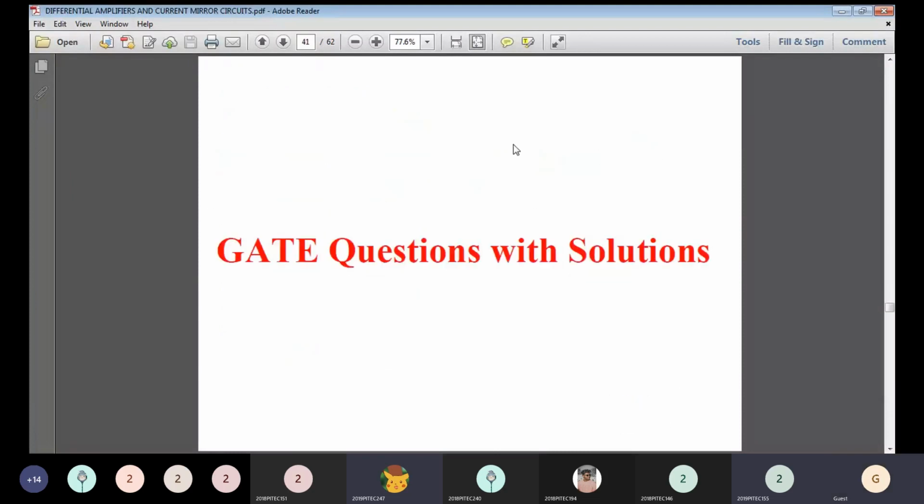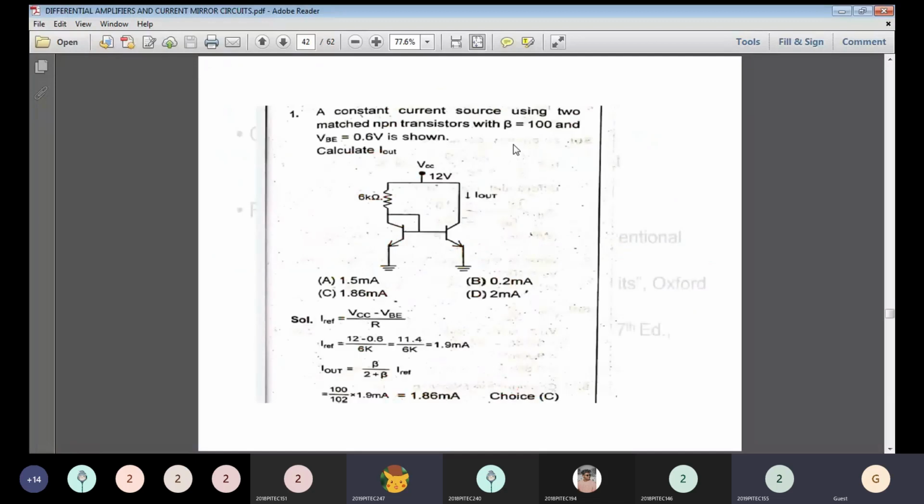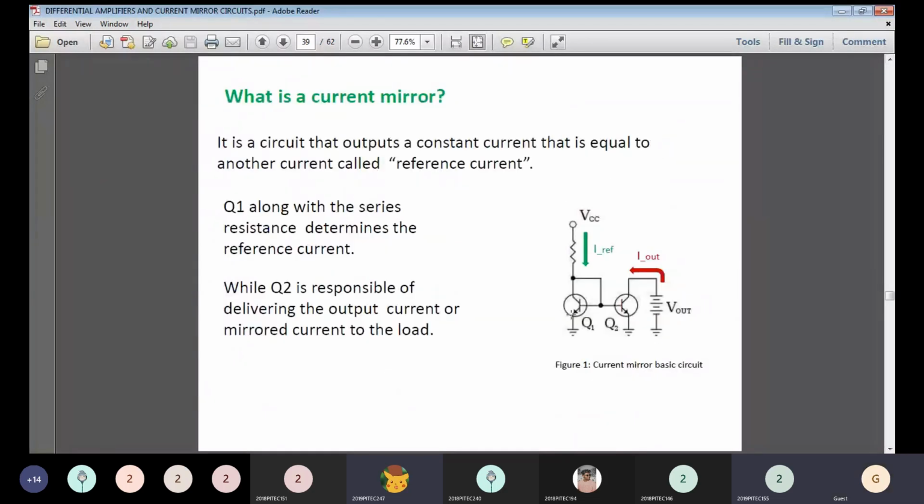Now we are moving on to the discussion of GATE questions with this concept of differential amplifier and current mirror circuit. This is the first question given here. See the diagram. From the diagram, we can say it is a current mirror circuit. A current mirror circuit is a connection of two transistors, and the two transistors must be identical.